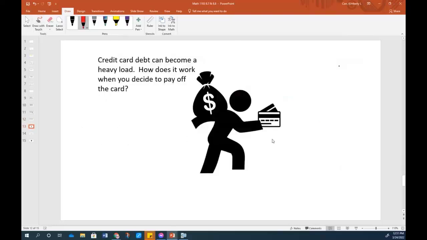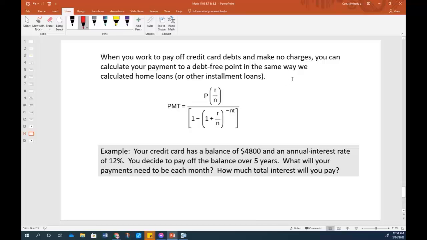Credit card debt ends up carrying a lot of interest. The charges can be really high. What if you want to just get out of debt? What happens if you decide to pay off the card? If you're going to work to pay off your credit card and you're not going to make any more charges, you're like, I'm done charging, I just need to get out of this debt. We calculate that exactly the same way we do the other payments. So this is the same formula you've seen somewhere else. So you just say, well, okay, I owe this $4,800. I don't want that to keep going up.